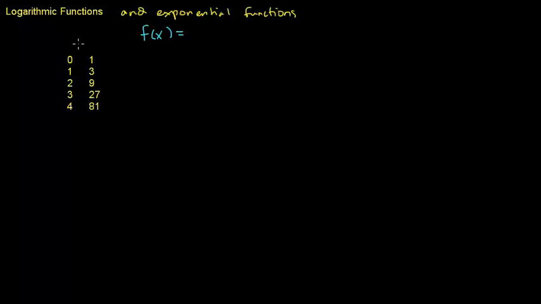Now, if I want to read this table from left to right, I can see the left column as my inputs, x, and of course that means that f of 0 equals 1, f of 1 equals 3, f of 2 equals 9, and so forth. And hopefully you've noticed that the exponential function 3 to the x fits this criteria perfectly. 3 to the 0 is 1, 3 to the 1 is 3, 3 squared is 9, etc.